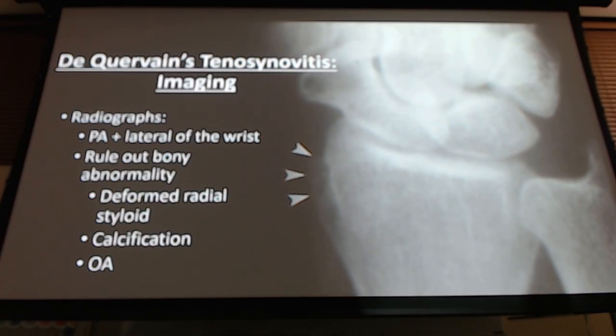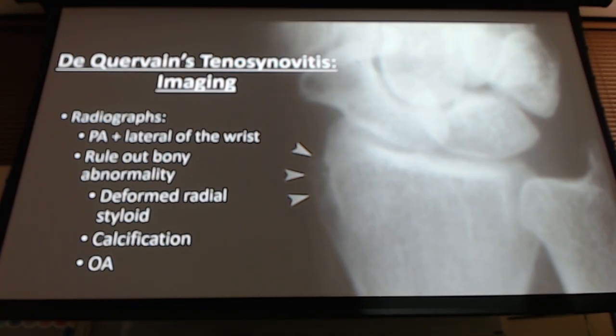Okay? So imaging-wise, why do you want to get imaging? Because if it's long-standing especially, they can have some bony reactive changes. Remember that tendon I was talking about that was causing that creaking? Just imagine that, right? The patient said they could actually hear it sometimes. So do you think that can cause bony reactive changes? The answer is yes. Okay? So you want to rule out a deformed radial styloid. Sometimes people have certain congenital findings that can predispose them to having de Quervain tenosynovitis.